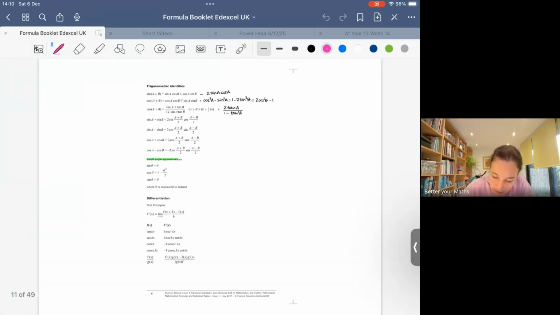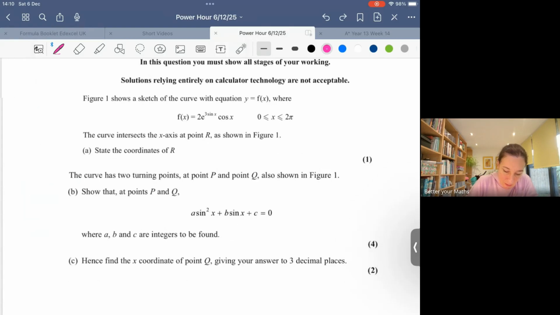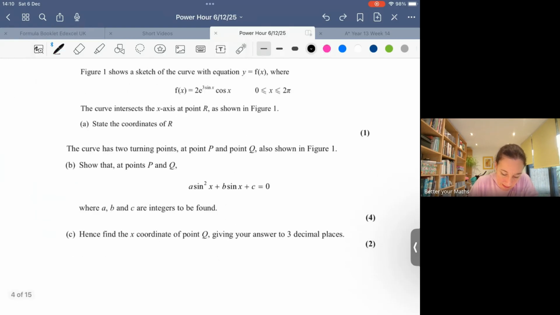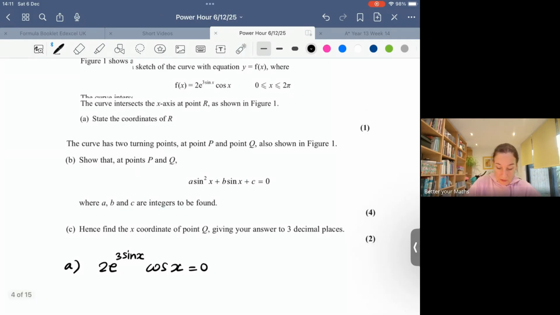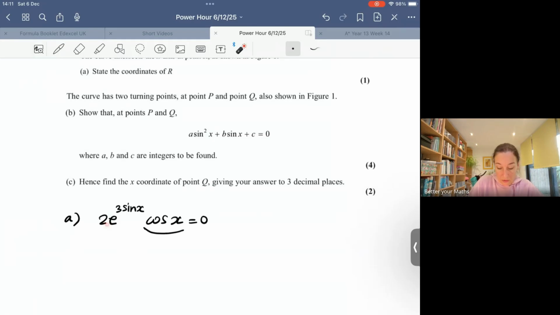So what are we doing? We are making that equal to 0. So I have 2e to the 3 sine x cos x equals 0. How am I going to make this function equal to 0? I have different factors. The only one that can be 0 is cos. E to the power of something can never be 0. Remember, the exponential has an asymptote at 0. So the only one that can be 0 is cos.